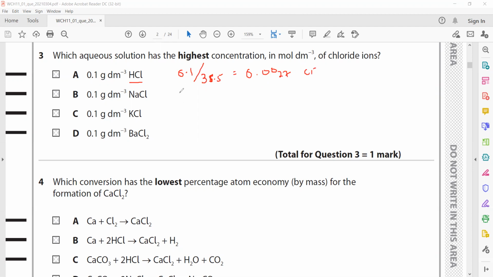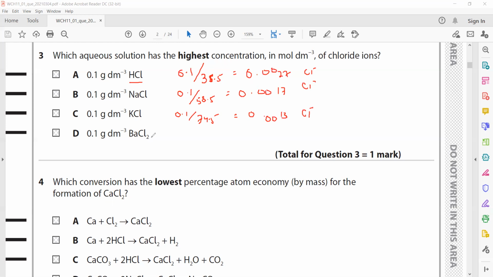For NaCl, it will be 0.1 divided by the mass, where sodium is 23 and chlorine is 35.5. So 0.1 divided by 58.5, that's equal to 0.0017. For KCl, potassium is 39 plus chlorine is 35.5. The total mass is 74.5, so this will be 0.1 divided by 74.5. This will be 0.0013 moles of chloride. The ratio is 1 is to 1.